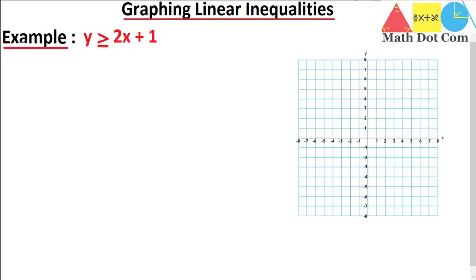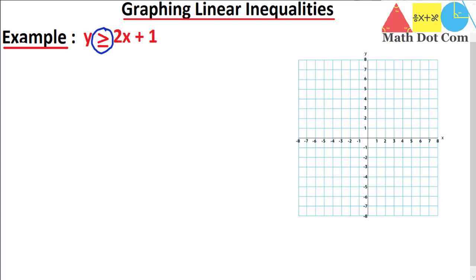Everyone, today we will learn about graphing linear inequalities. You have come across graphing linear equations without the inequality sign, but here we have an example, as I have already written, with an inequality sign that shows this equation is representing a linear inequality. It is not necessary that the linear inequality will look like this.